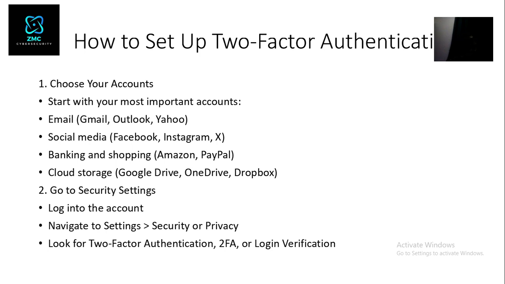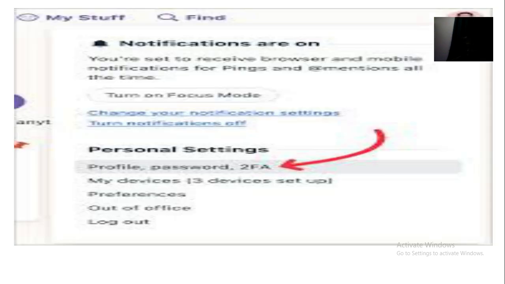So number two, you are going to go to your security settings. You log into the account, you then navigate to your settings. When navigating to your settings, you are going to locate the security or privacy aspects, and then you look for two-factor authentication, 2FA, or login verification. So this is it.